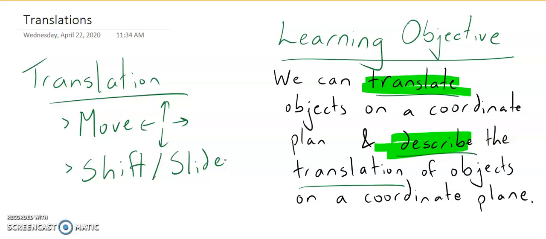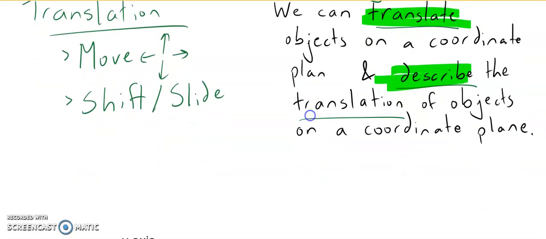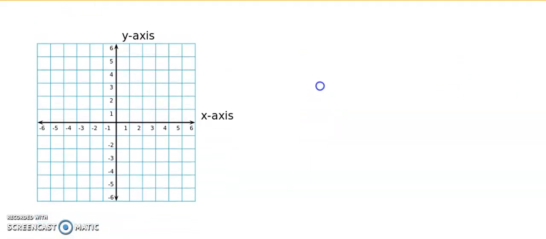So we're going to look at two examples in this video. We're going to first translate some objects and we're going to describe that translation for both of them. So let's get ready for our first example right over here. I have it ready to go. This is our first example.